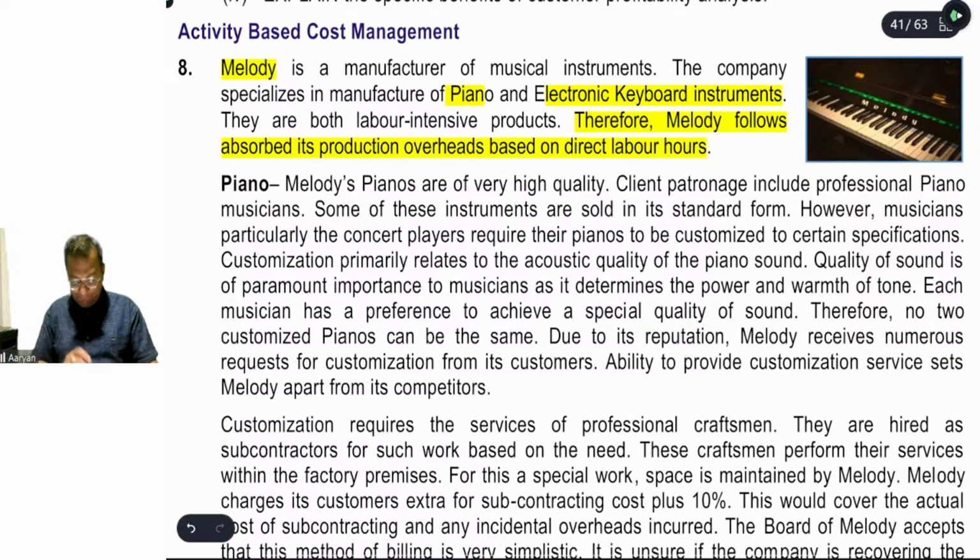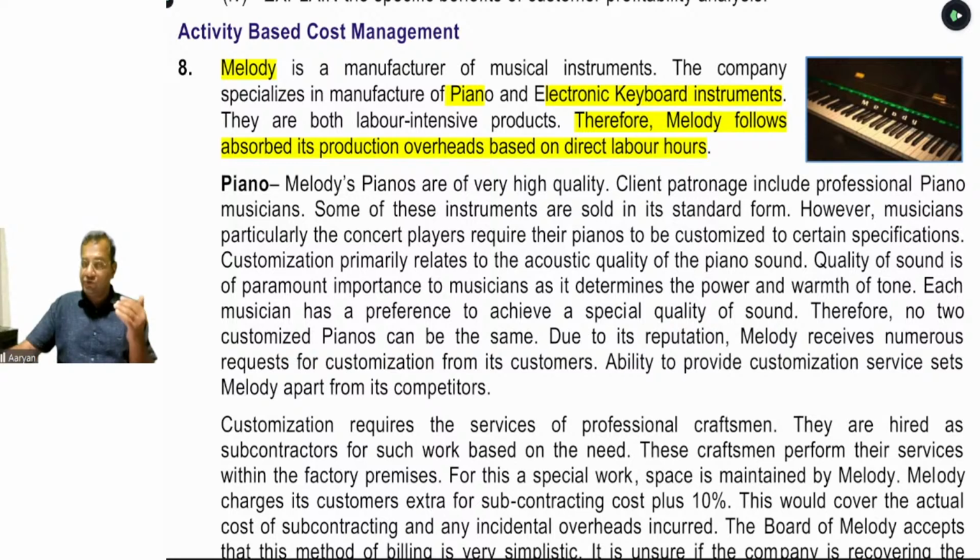Each musician, this is a very important line, each musician has a preference to achieve a spatial quality of sound. Therefore, no two customized pianos can be the same. Every customer's requirement is totally different. The spatial quality of sound that one person wants, the same sound quality is not required by the other. Therefore, no two customized pianos can be the same.